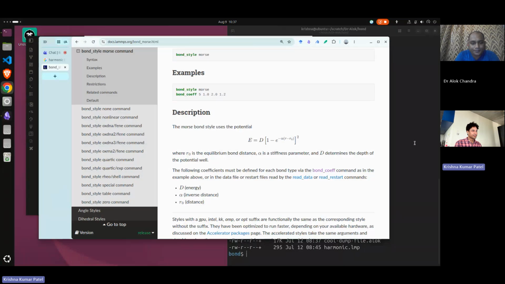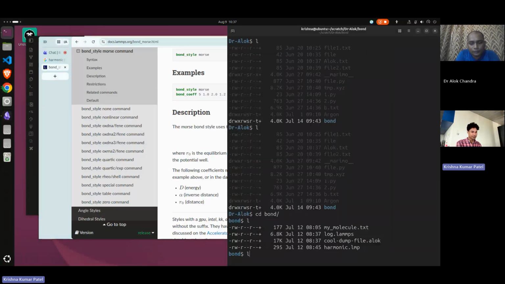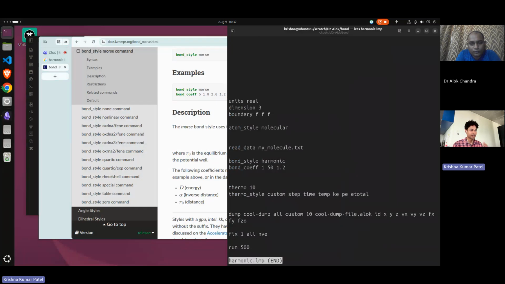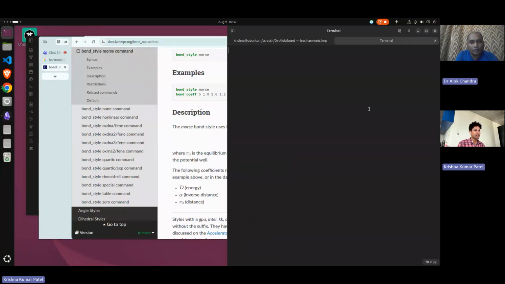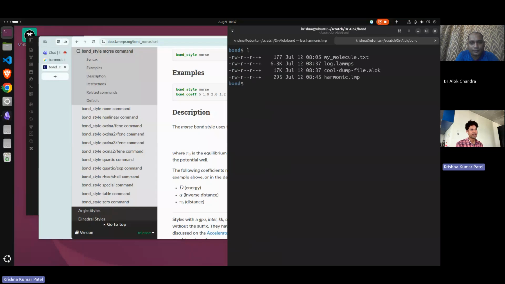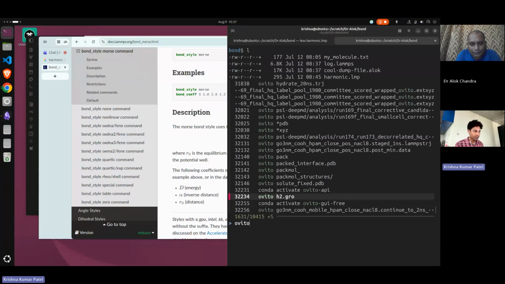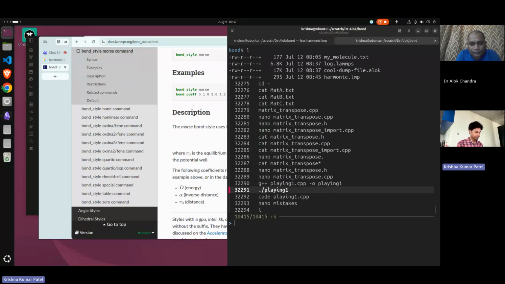Okay. So let's go to the file. Let's look at the file harmonic LMP. Here is the file. This one is harmonic bonds. Last time we did this already actually. Let me show you what we did last time first. It's more like a revision thing. OVITO.